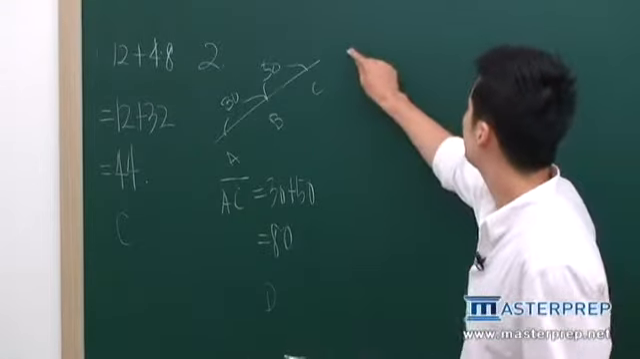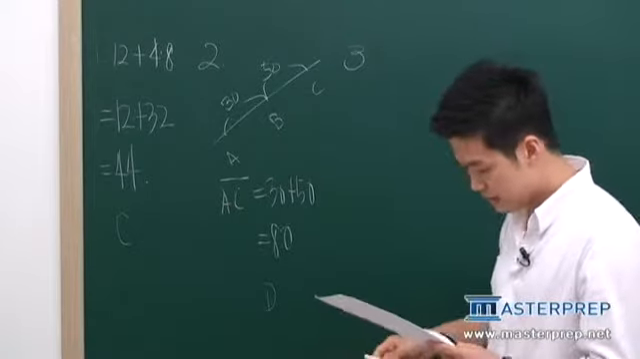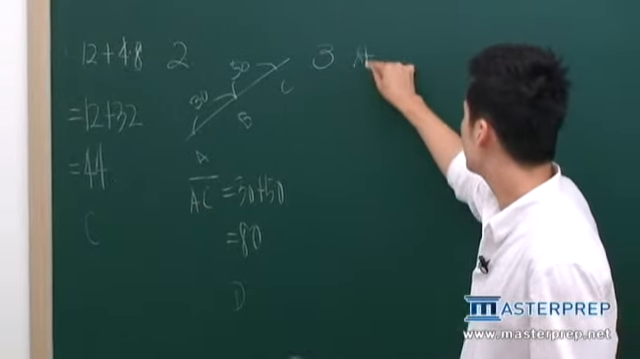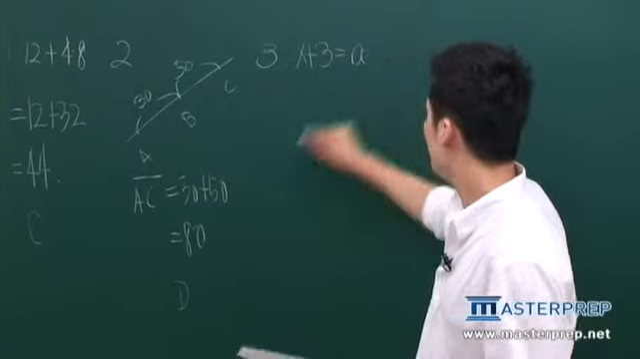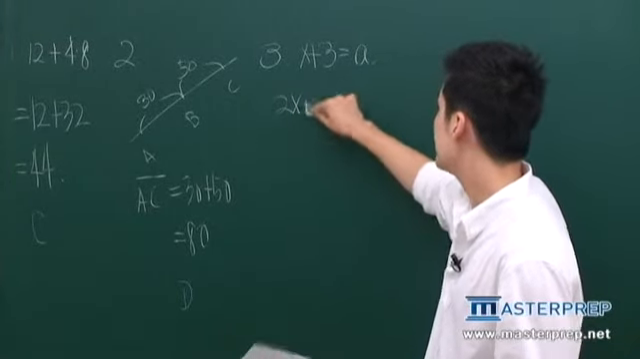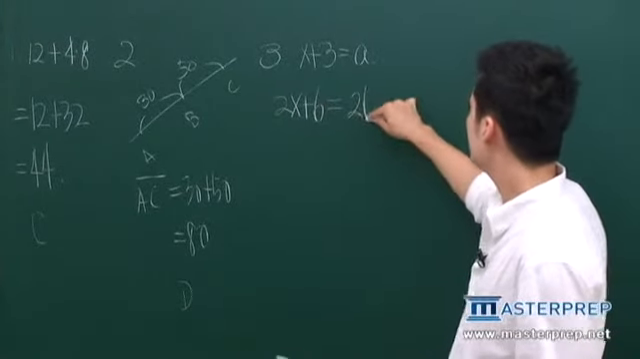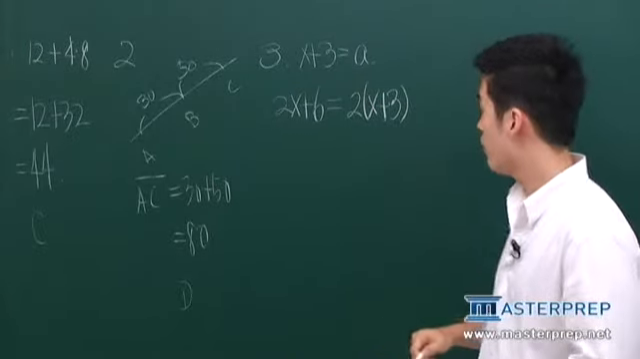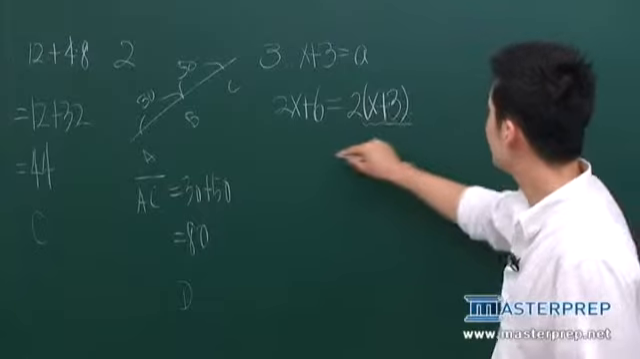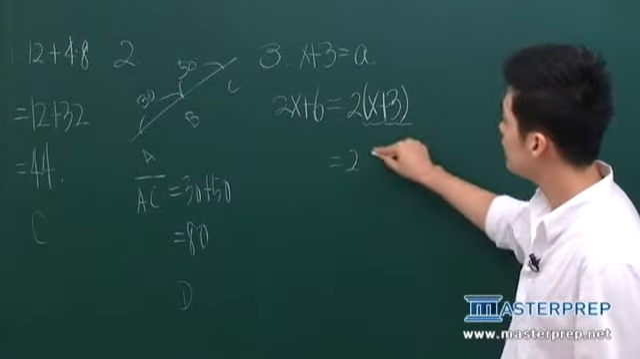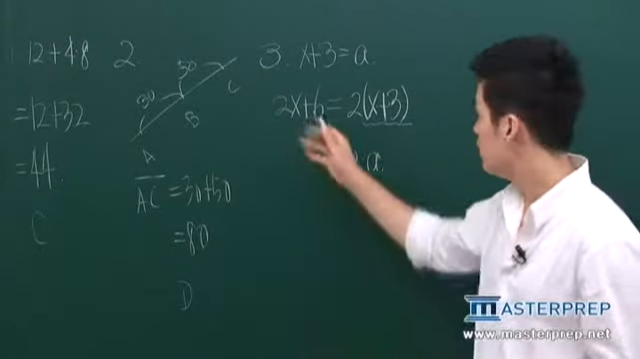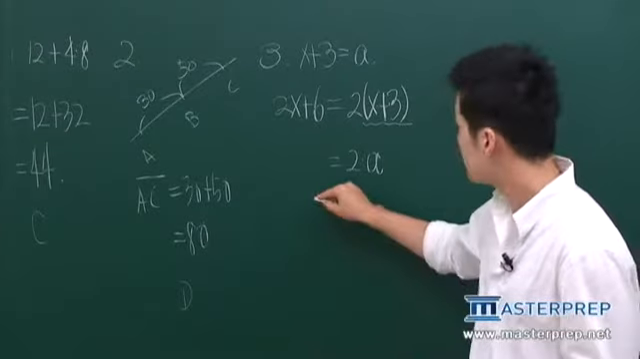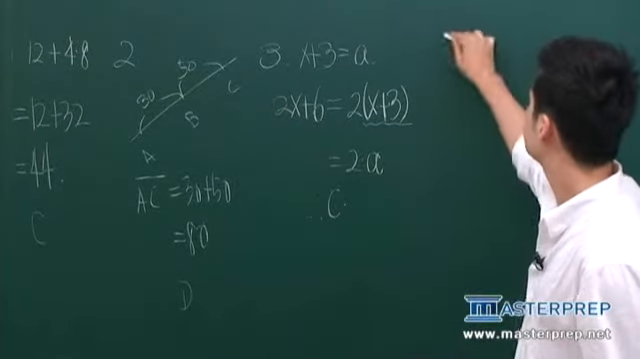All right, so let's solve number 3. We are given that x plus 3 is equal to a, and we want to figure out 2x plus 6, which is 2 times x plus 3. So this is an expansion of this form. And what do we know about x plus 3? Well, we do know that this is equal to a. So 2a is equal to 2x plus 6. So the answer is C.